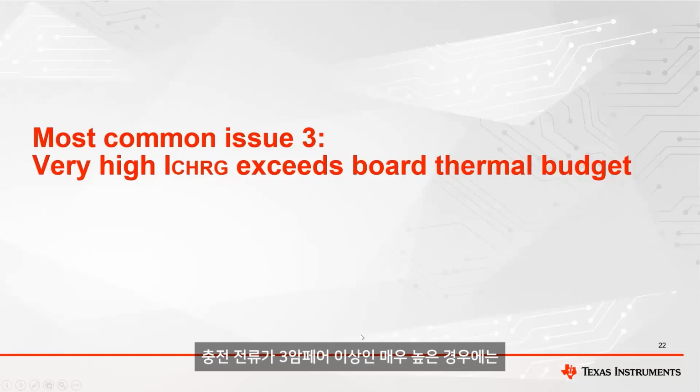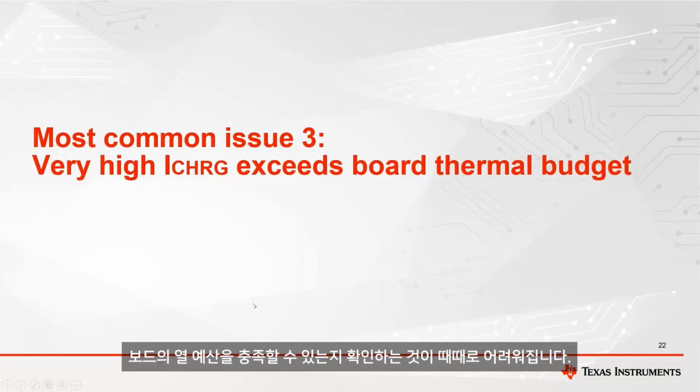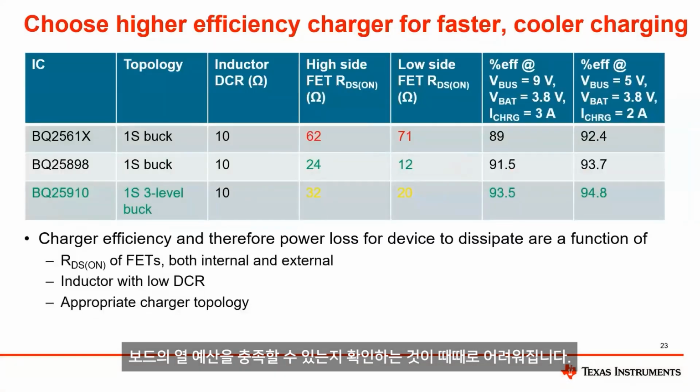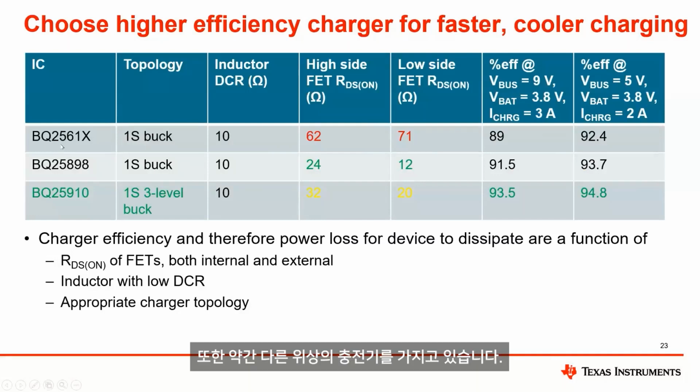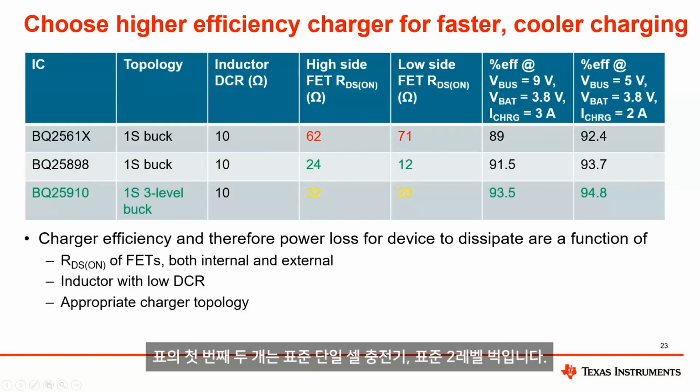So that leads us right into very high charge current, something like 3 amps and above. Then it does sometimes become challenging to make sure that you can meet your board thermal budget. As I mentioned, we do have higher efficiency chargers, and also chargers of a slightly different topology.